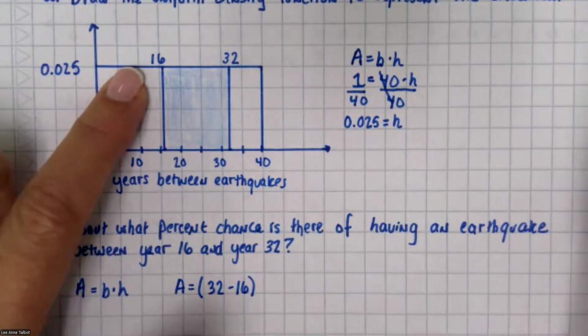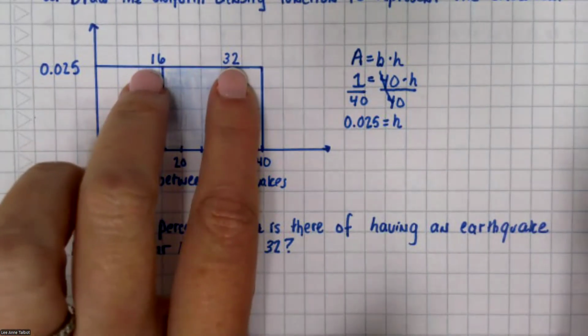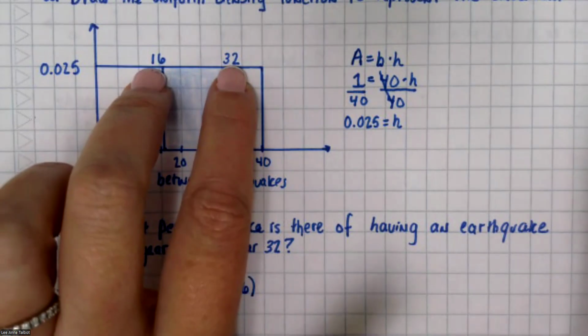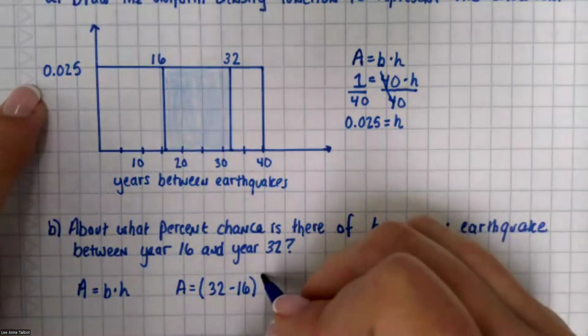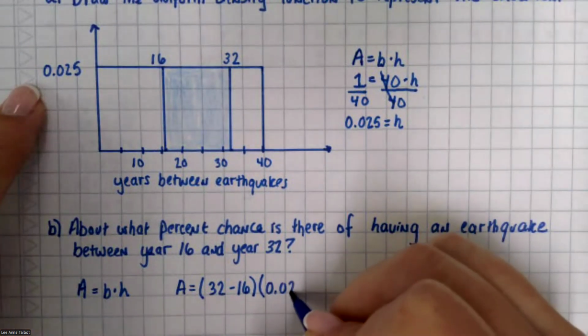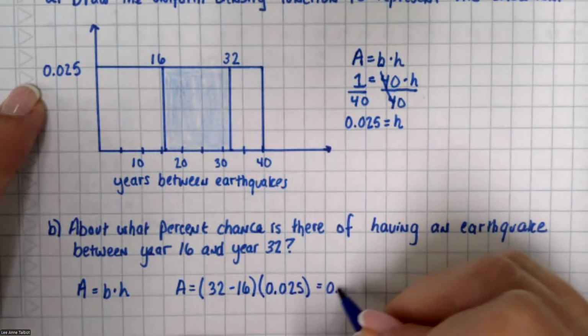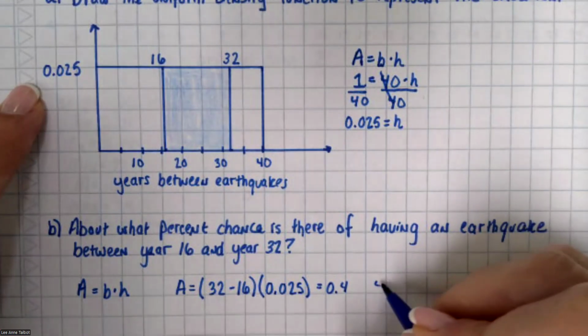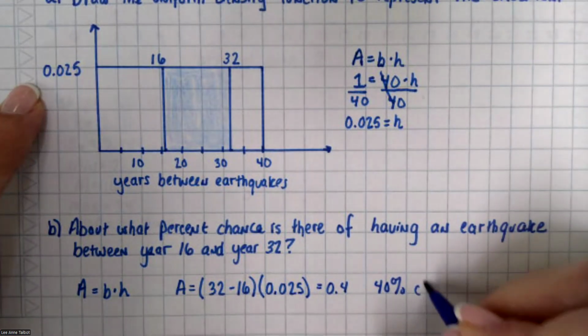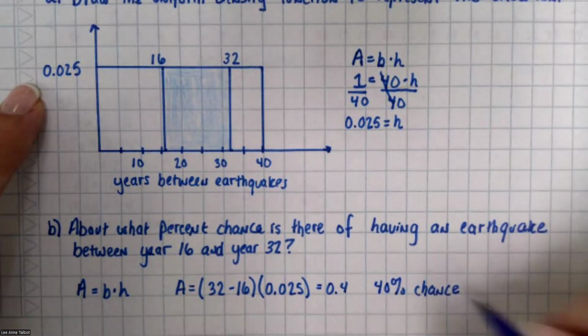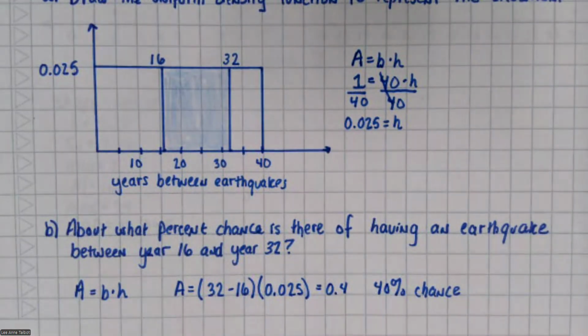Does that make sense to everybody? That the base would be 32 minus 16 long? Okay, and then the height is 0.025, which is 0.4, so 40% chance. So apparently that rectangle is 40% of the big rectangle.